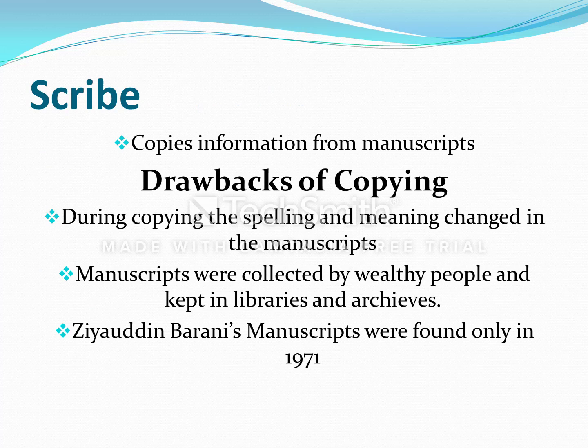Now we see about an important person called a scribe. Who is a scribe? A scribe is a person who copies the information from manuscripts to paper. A scribe is a copyist. There were many problems during copying in the medieval period. During copying, many changes occurred in the original manuscripts and the meanings were also changed.